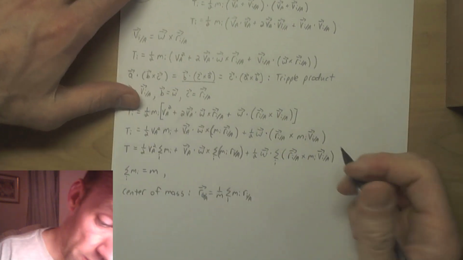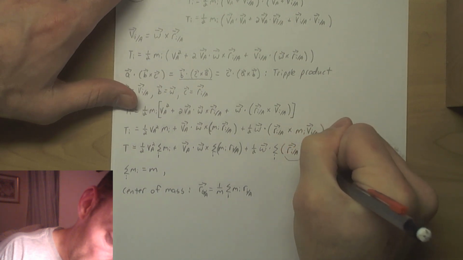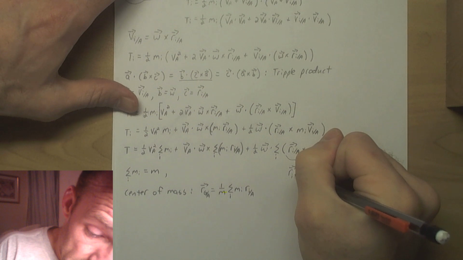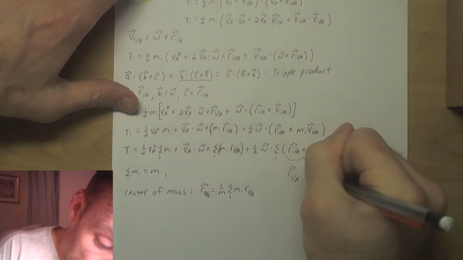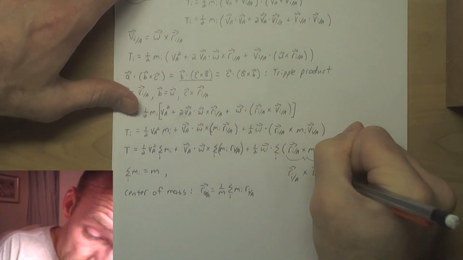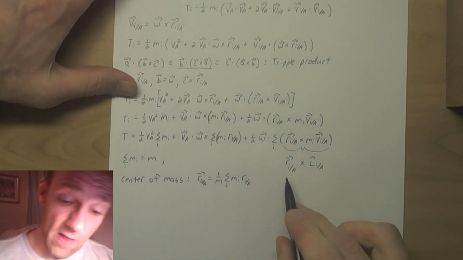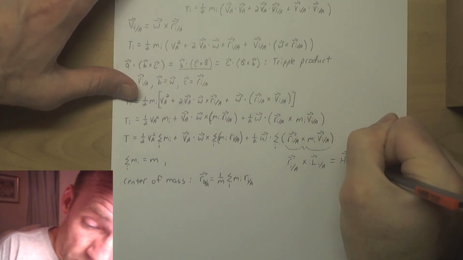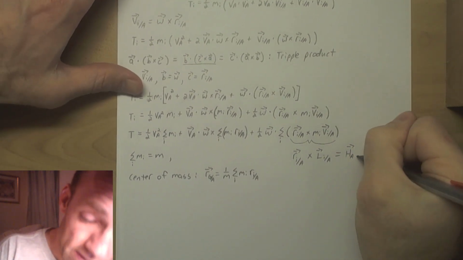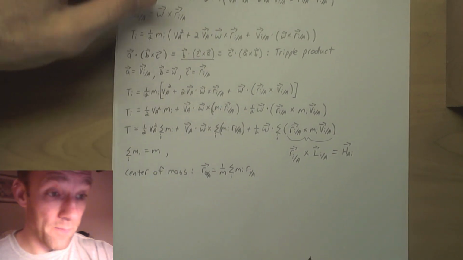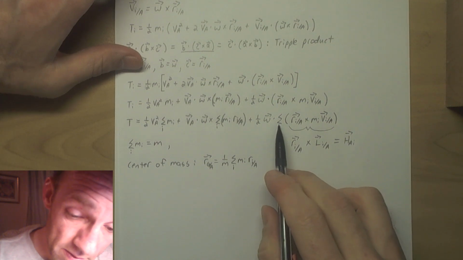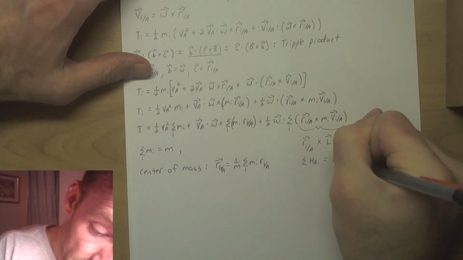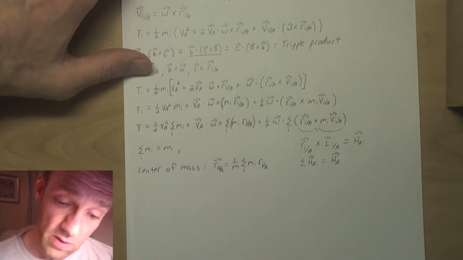And then this term here, mass times velocity, is just the linear momentum of particle i relative to A, and then r cross with the linear momentum is just the angular momentum of particle i about point A. So the sum is just going to be the angular momentum of the entire object about point A.